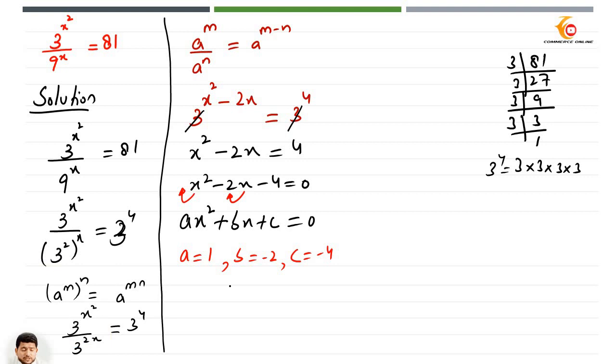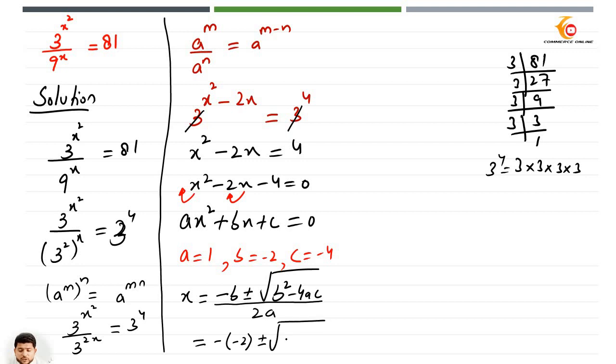So now I will apply the quadratic formula, that is minus b plus minus under root b square minus 4ac, divided by 2a. Now minus, we're going to put the value of b, that is minus 2, plus minus under root, the value of b is minus 2 square, then minus 4, a is 1 and c is minus 4, divided by 2, and a is 1.